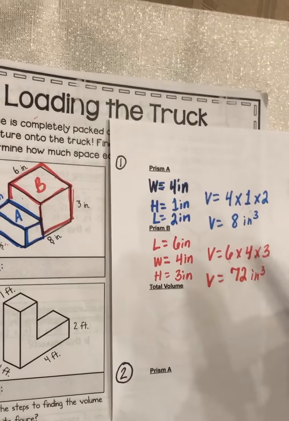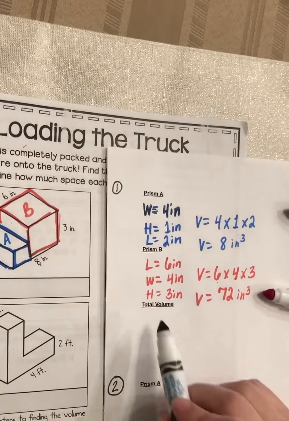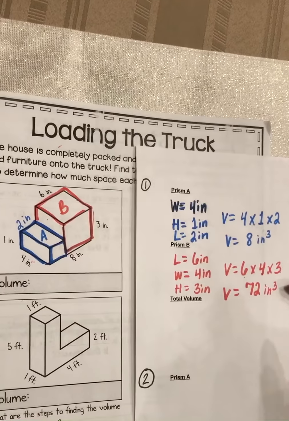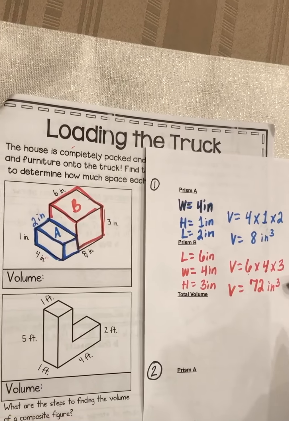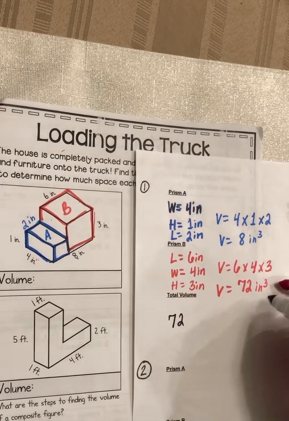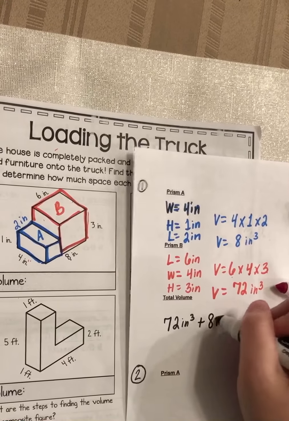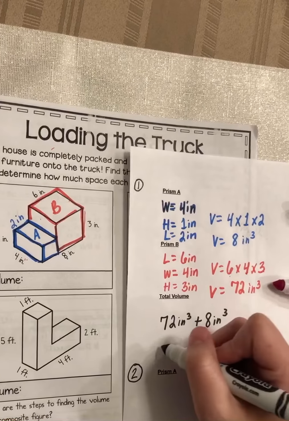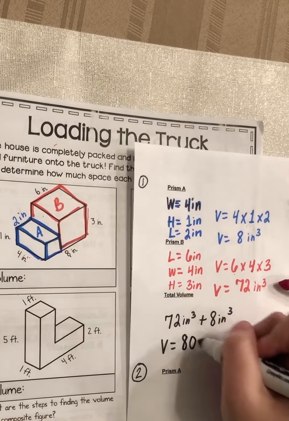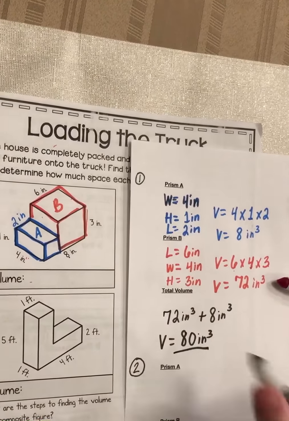Now I have my volume of prism A and prism B. I want to find my total volume, which I'm going to put here for my answer. So what I need to do for additive volume is add both prisms together. So 72 inches cubed plus 8 inches cubed. I'm going to have a total volume, 72 plus 8 is 80 inches cubed. So I can go ahead and put that for number 1.